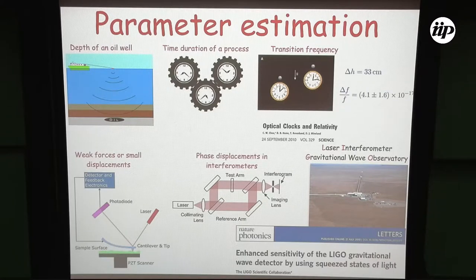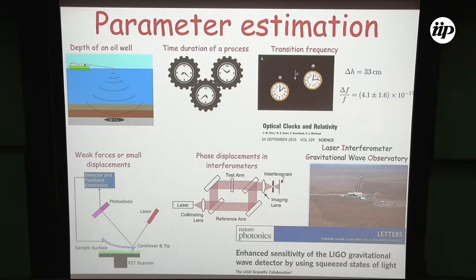You might be interested in estimating the time duration of a process, or weak forces, or small displacements, or yet phase displacements in interferometers. Which is, of course, important for the LIGO observatory, or even transition frequencies. And I think a very nice example is this one, made by the group at NIST, led by David Wineland, where they were able to estimate the shift in frequency of two clocks, actually two atoms, which were at different heights at the surface of the Earth. The difference in height was 33 centimeters. Because these two clocks are in a gravitational field, that implies a displacement of the frequency, which was measured with a precision of 10 to the minus 17. Okay? So these are some examples of parameter estimation.